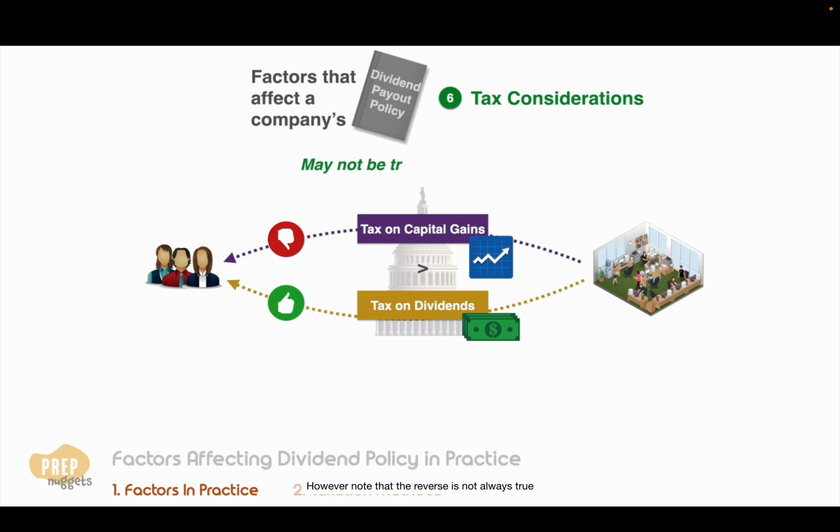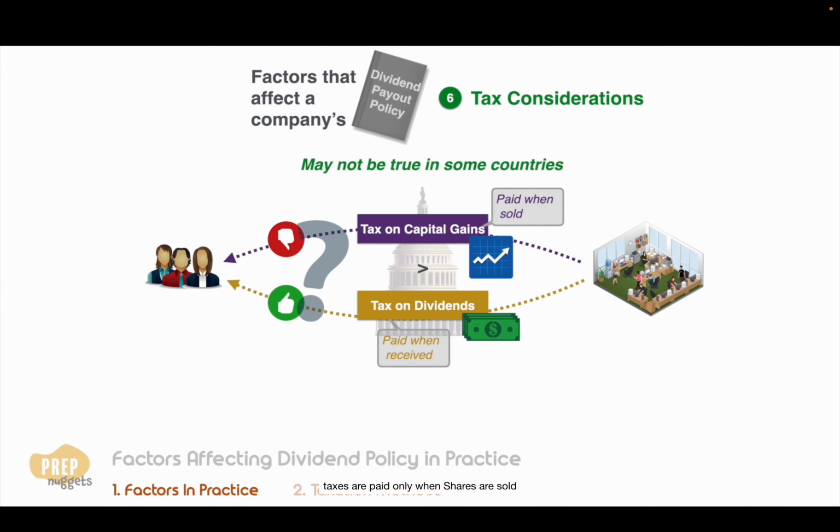However, note that the reverse is not always true in practice. In some countries, a lower tax rate for dividends compared to capital gains does not necessarily mean investors will favor dividends more. This may be due to the fact that taxes on dividends are paid when the dividend is received, while capital gains taxes are paid only when shares are sold. As such, some shareholders delay their tax payments.